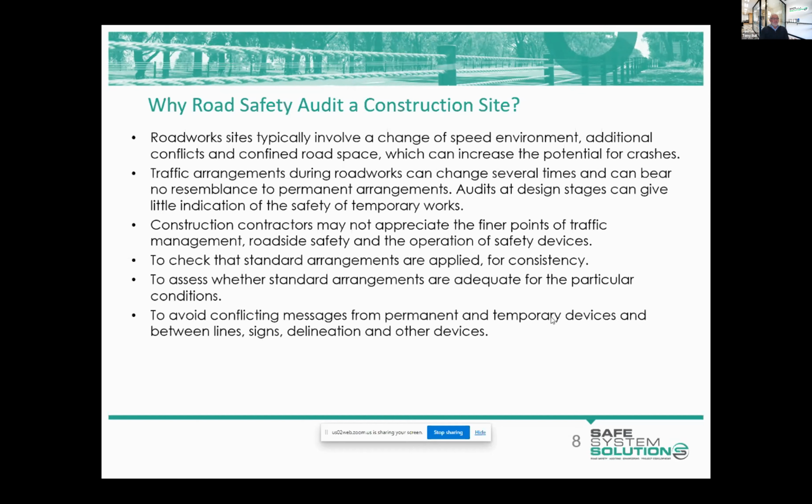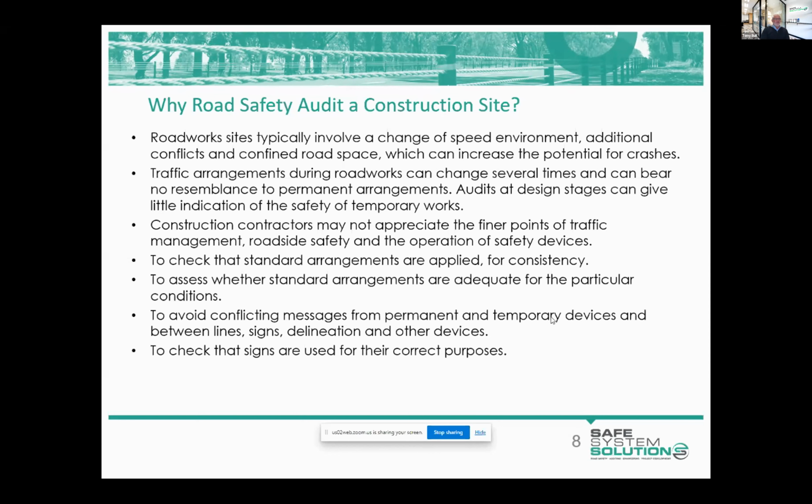To avoid conflicting messages from permanent and temporary devices, and between lines, signs, delineation, and other devices. Again, it's a bit easy just to put up a few signs, but do they actually conflict with the permanent signing? And again, as road safety auditors, this is the picture we need to look at to ensure there's no conflicting messages.